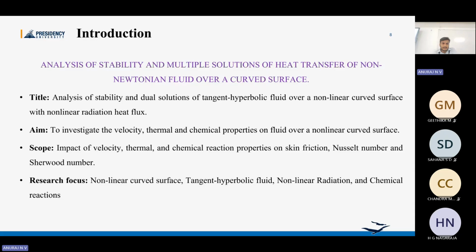My scope is to find the engineering quantities like skin friction, Nusselt number, and Sherwood number. Mainly this objective focuses on the nonlinear curved surface, tangent hyperbolic fluid, nonlinear radiation and chemical reaction; I consider a destructive chemical reaction here.